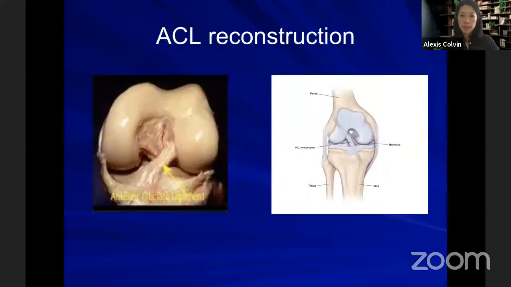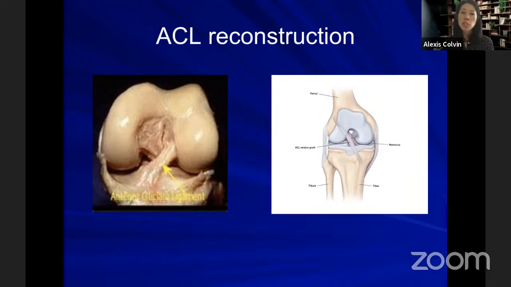Next slide. When we do the ACL surgery, the left picture is an anatomy specimen in a cadaver. This is a bent knee, and this is where the ACL goes between the two bones.